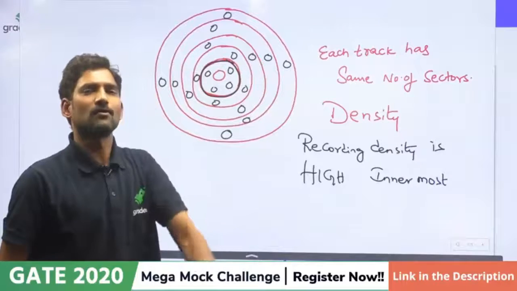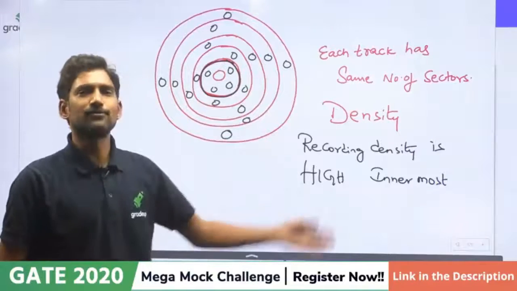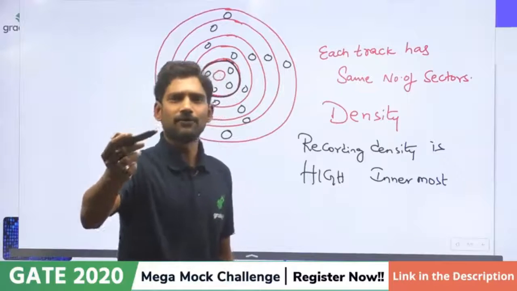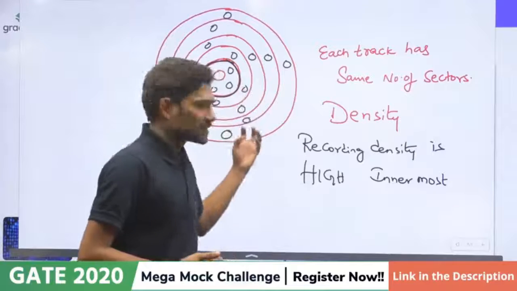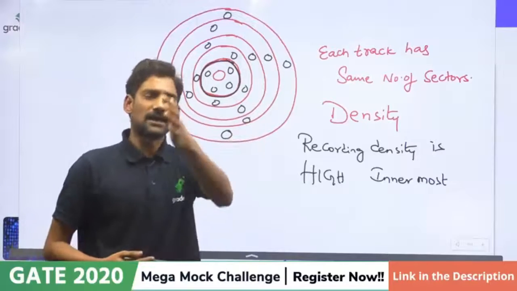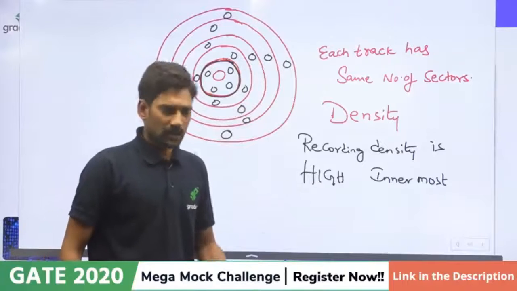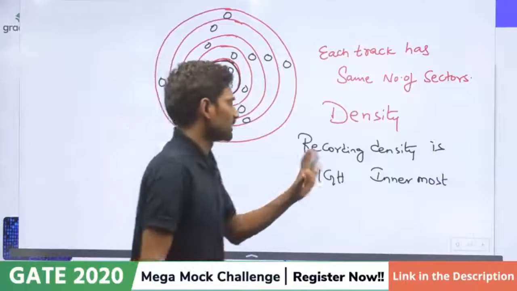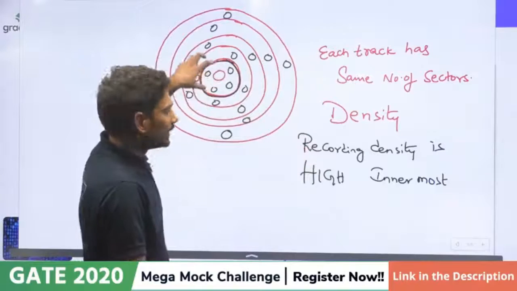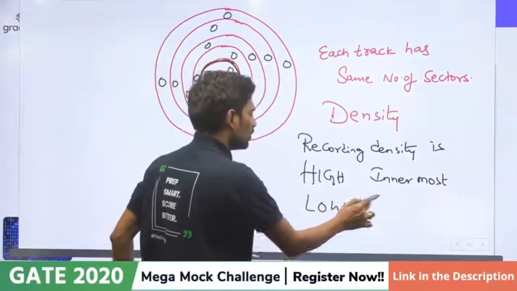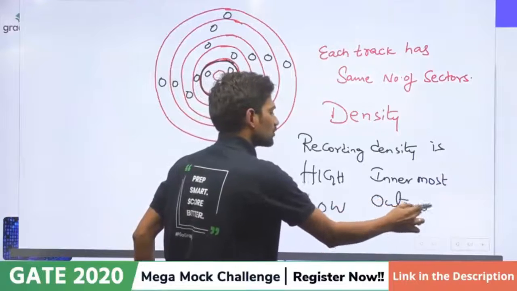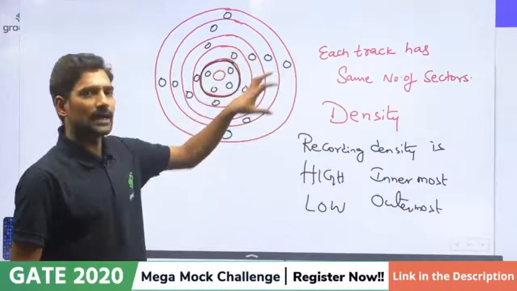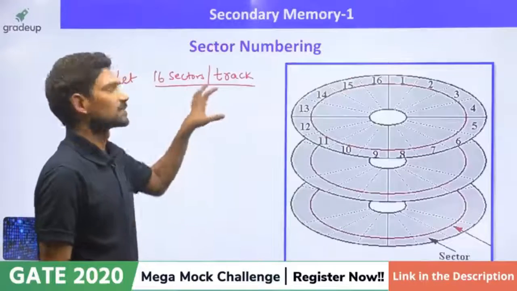This was one of the points which helped to solve a GATE question in the year 2004. That's why, Akshay, if you are live, you can understand that understanding the concept is required to attempt any GATE question, so that the question is understood easily and completely. The recording density is high in the innermost track and low in the outermost track. Because of this density variation, every track will have the same number of sectors.